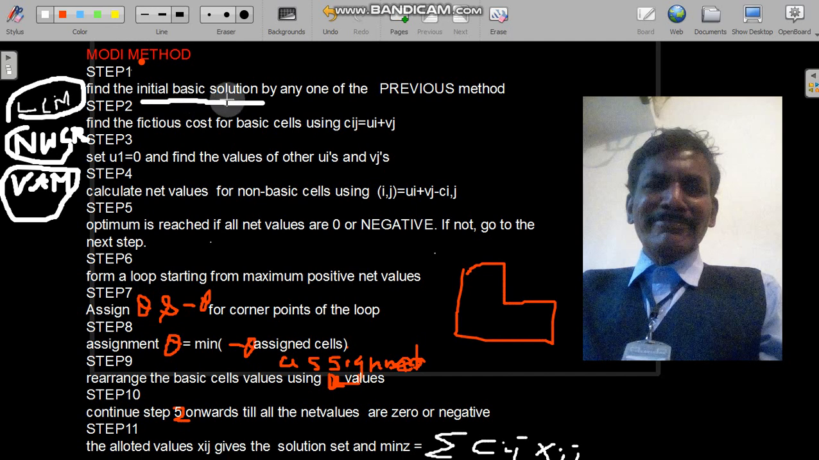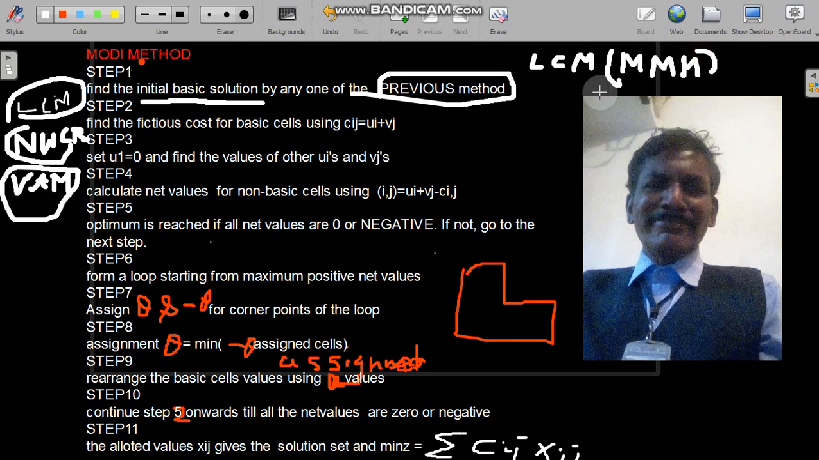Basic solution means a solution which satisfies all basic conditions. By any one of the previous methods, the least cost method, the matrix minima method, NWCR, or VAM method, you find the solution first. Afterwards, we have to find the fixed cost for basic cells. I will take the problem at that time and you will understand everything.